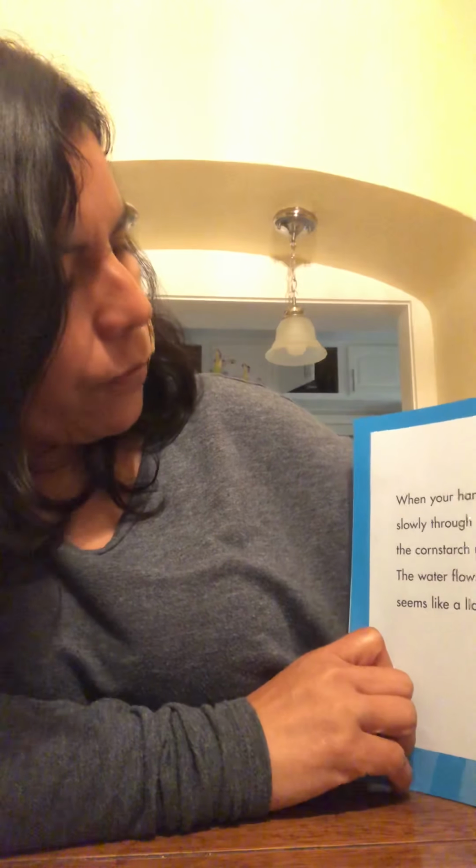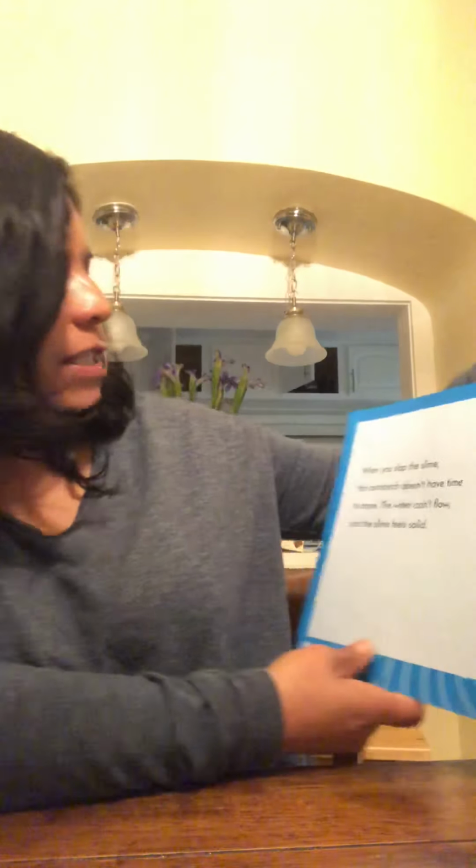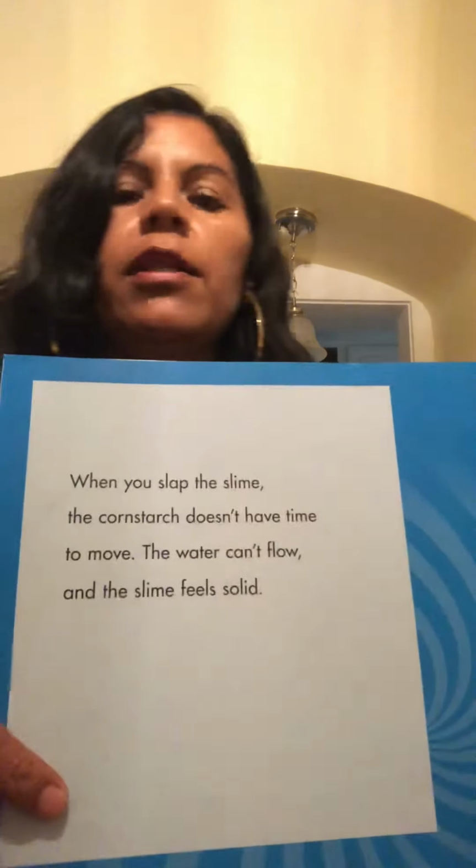When your hand moves slowly through the slime, the cornstarch moves around. The water flows and the slime seems like a liquid. Okay. When you slap the slime, the cornstarch doesn't have time to move. The water can't flow and the slime feels solid. Okay, so you see that? It's hard. That's what solid means. Okay, it doesn't flow or spread like water anymore.